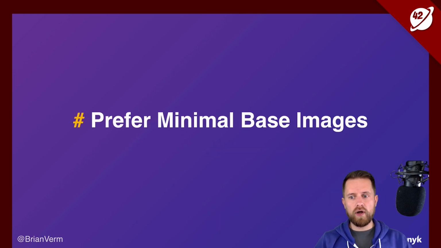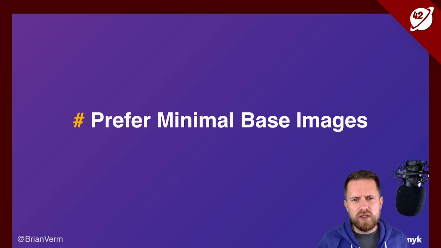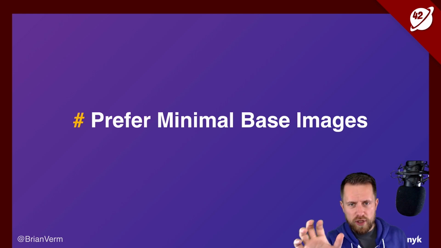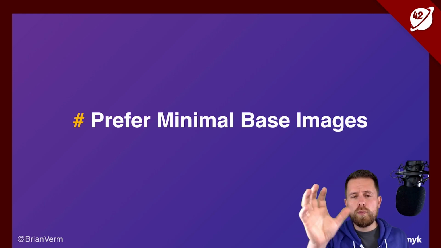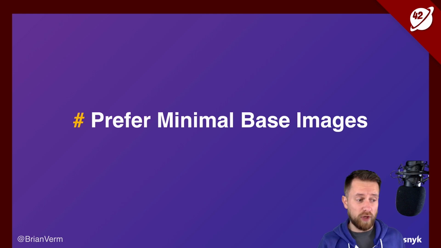That is, prefer a minimal base image. If you look at how we build Docker images, we build that in a file, a Dockerfile. And normally you start with FROM something. And that FROM something is, say, FROM Ubuntu or FROM Debian or FROM Node. You build your application on top of an existing image that you probably download from Docker Hub.